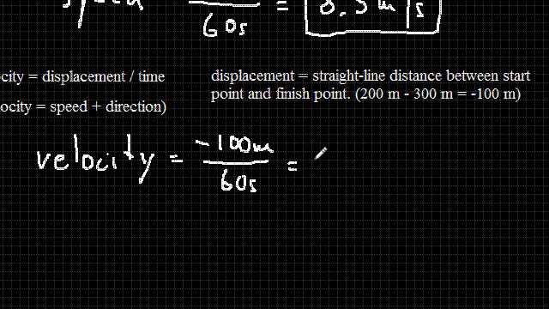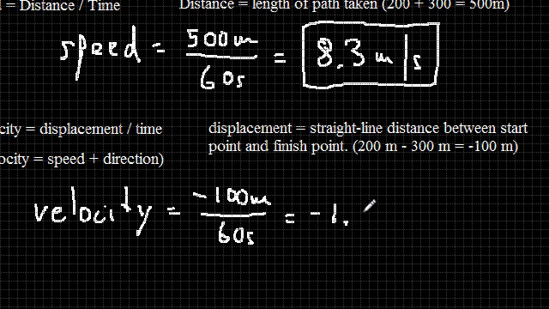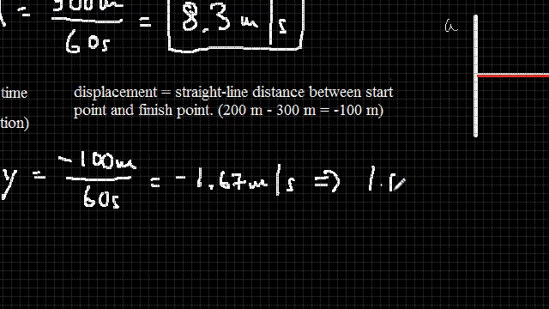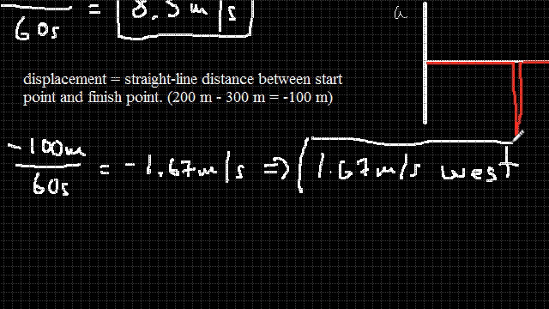And now we get a couple of different pieces of information from the speed. First of all, our answer is negative. And secondly, it's smaller. Right? If we go to 3 sig figs here, okay, negative 1.67 meters per second. Okay, so we can also write this as 1.67 meters per second west, right? Because in our coordinate system, the negative means to the west.